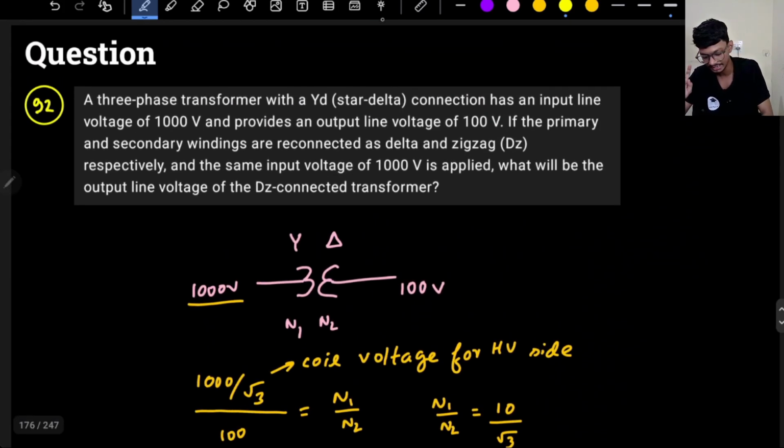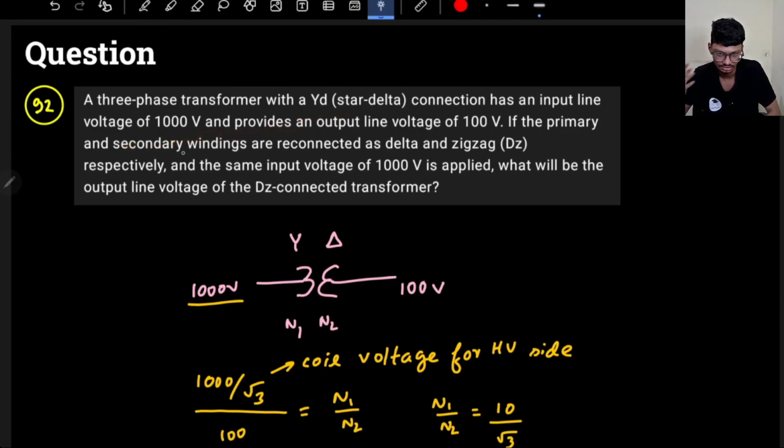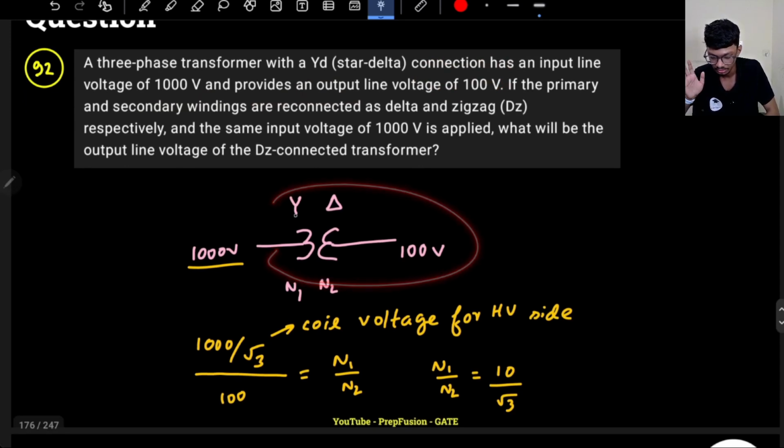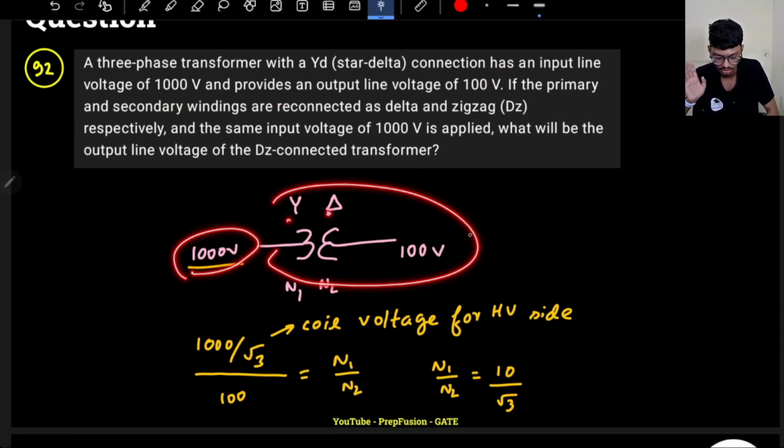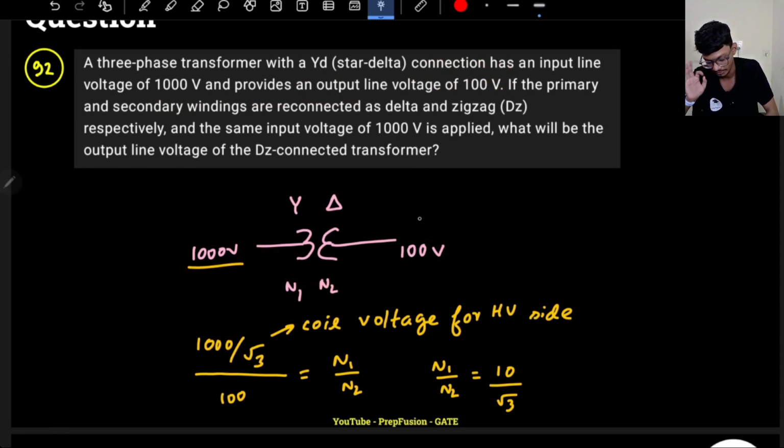So initially I had a 3-phase transformer with star delta connection as shown. Input line is 1000 volt. Whenever they are giving voltage, it will always be line voltage unless and until specified. It provides an output line voltage of 100 volts. So this is the connection diagram. Star delta, input is 1000, output is 100 volts. Here delta is the low voltage side, that's why the delta came at the low voltage side.